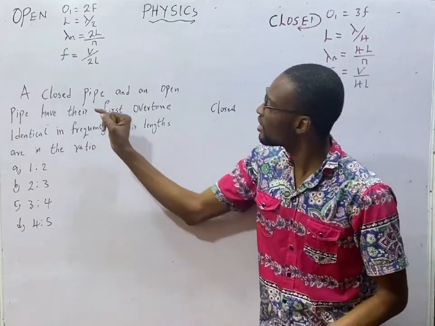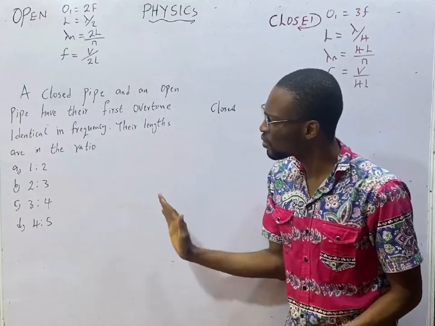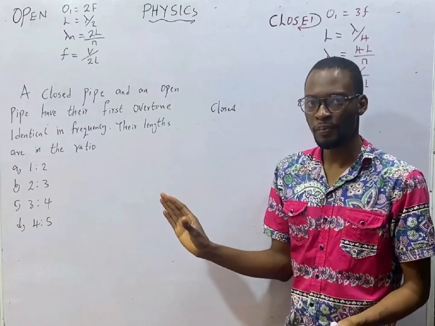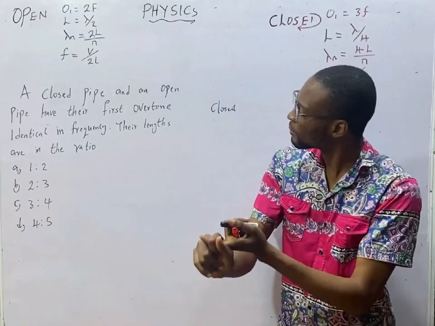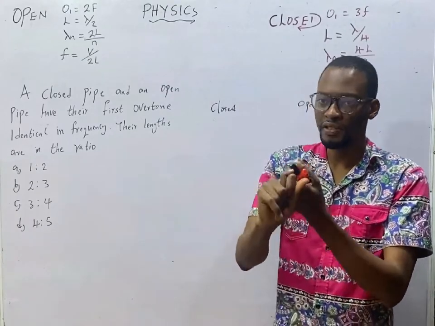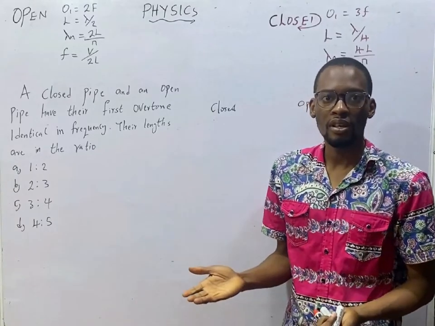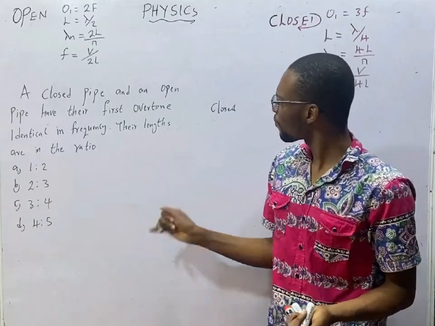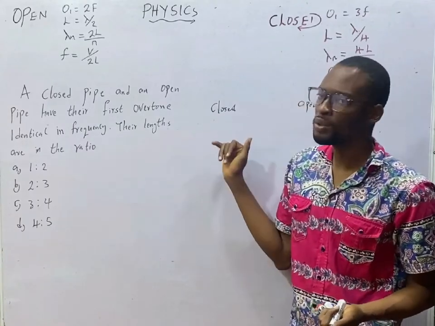So they said, a closed pipe and an open pipe have their first overtone identical in frequency. It means the frequency of the first overtone of the closed pipe is the same as the frequency of the first overtone of the open pipe. So, what do you do? What is the frequency of the first overtone of a closed pipe?